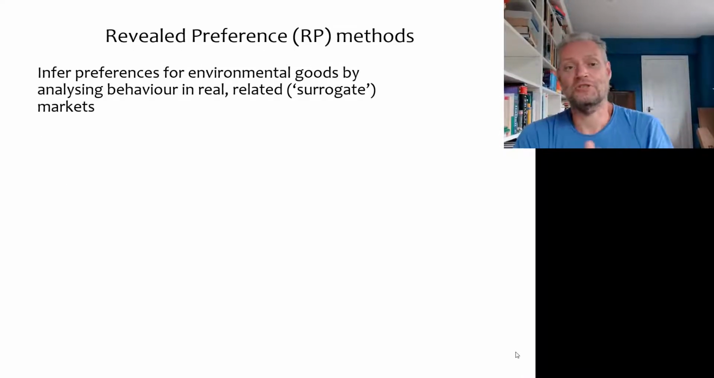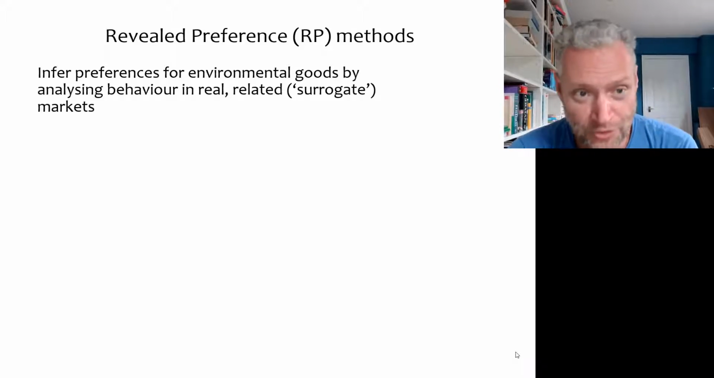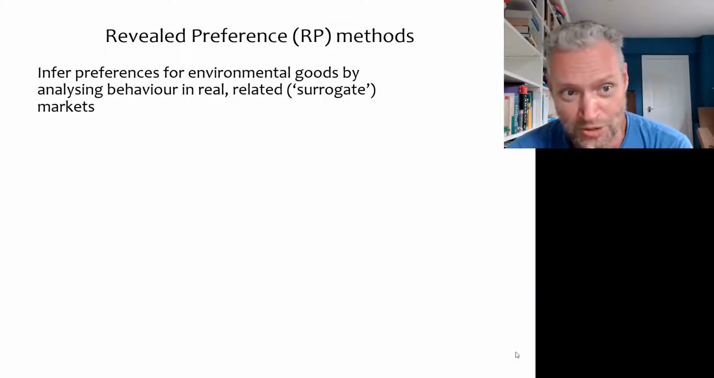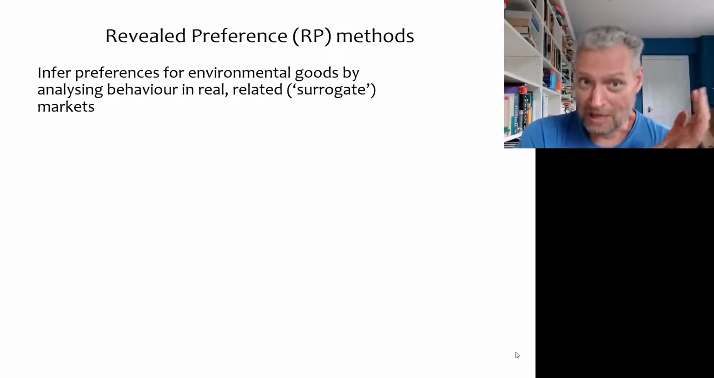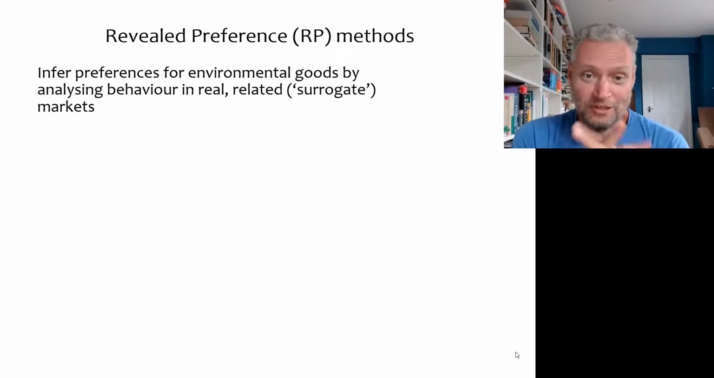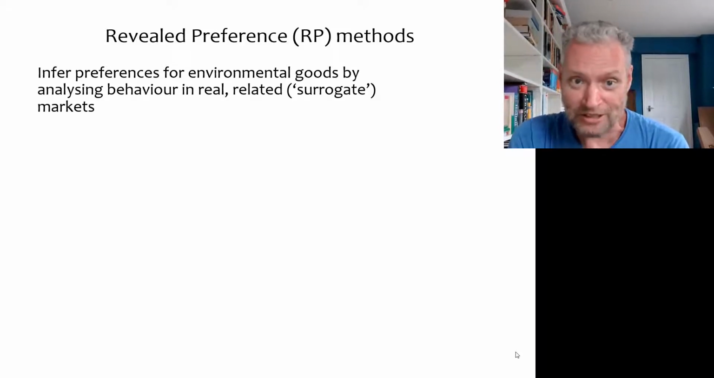And essentially what you do is that you infer preferences for environmental goods by analyzing the behavior in real markets, actual behavior in real markets that are somehow related to the environmental good or service that you would want to value. And these related markets are often called surrogate markets.